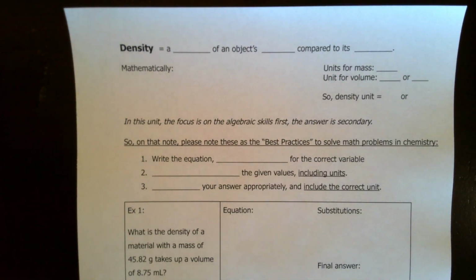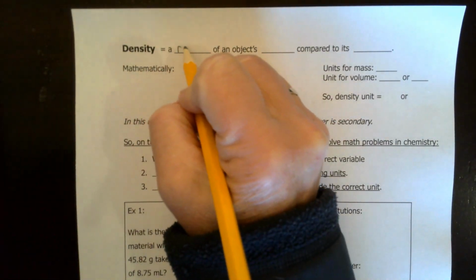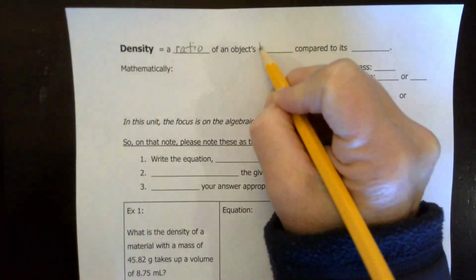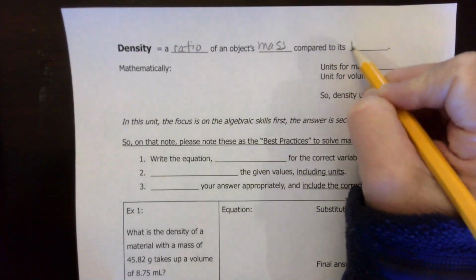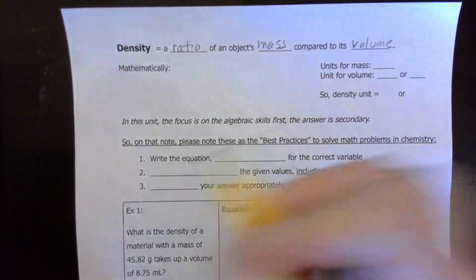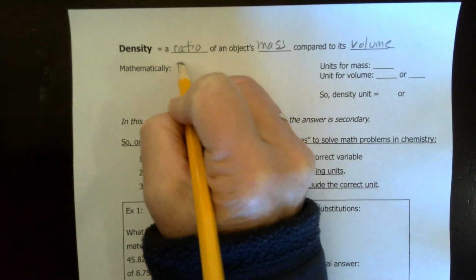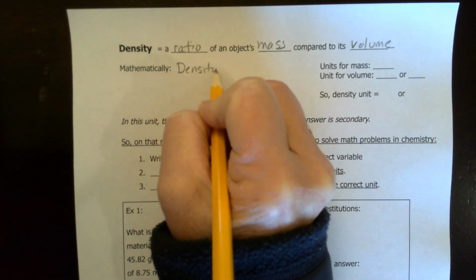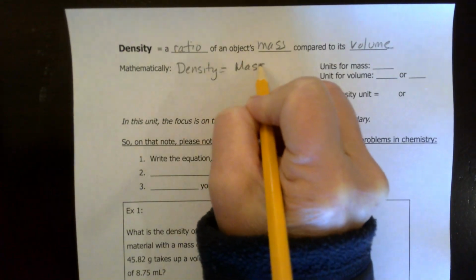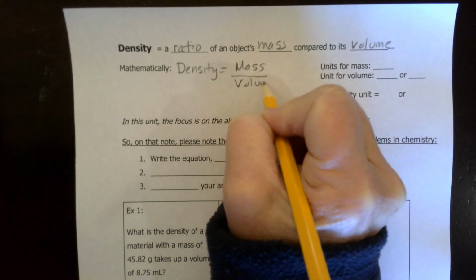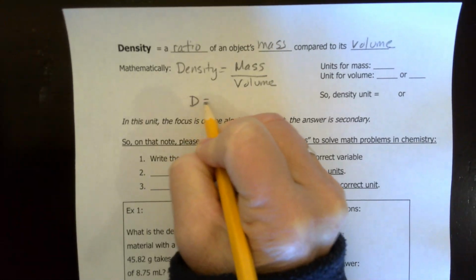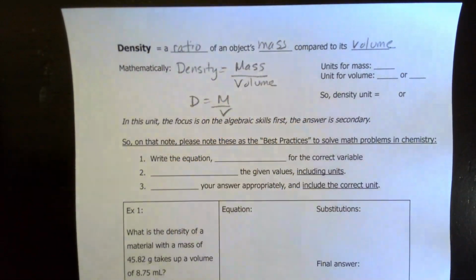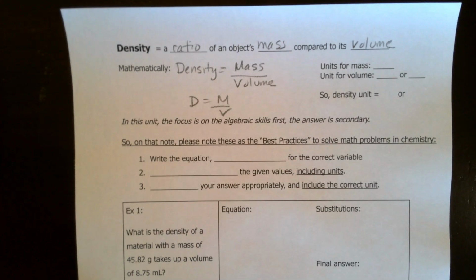So let's start by understanding density, what it is. It is a ratio of an object's mass compared to its volume. So mathematically, density equals the mass over the volume. Sometimes we can just say D equals M over V for simplicity's sake.